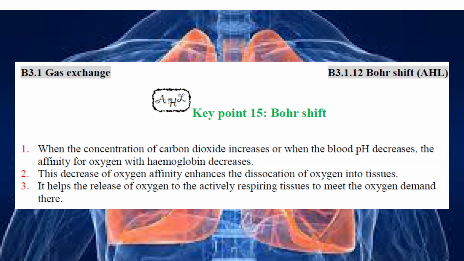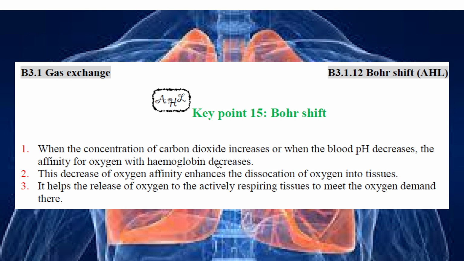And we have to learn an effect called the Bohr shift to explain this. It is a concept: when the concentration of carbon dioxide increases, carbon dioxide is a little bit acidic, carbonic acid, right? So the blood pH decreases, becomes acidic, and then the affinity for oxygen will decrease. Why is this important? The Bohr shift is important to explain the S curve.